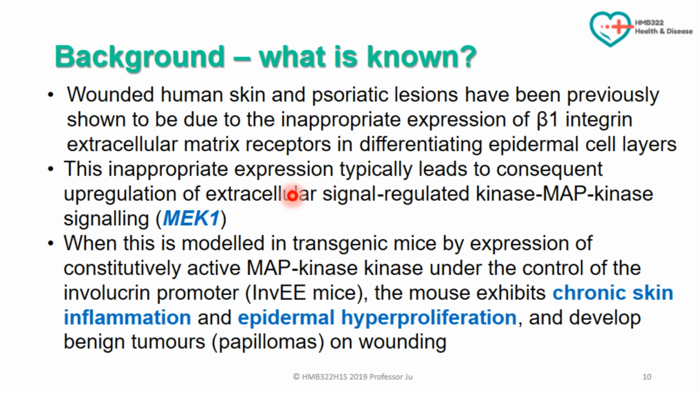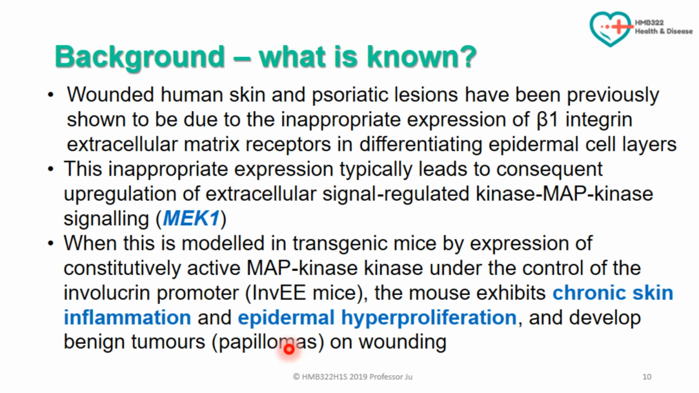One of the things that happens when you have an overexpression or inappropriate expression of this extracellular matrix receptor in that area of the skin that has psoriasis or inappropriate healing of the wound is that we will also get an upregulation, in those cells that have this integrin beta-1, of the extracellular signal regulated kinase MAP kinase pathway, which is known as MEK1. So we get overexpression of integrin beta-1, and in that area of the skin that has wounds or psoriasis, we will also have the overexpression of this MEK1 pathway.